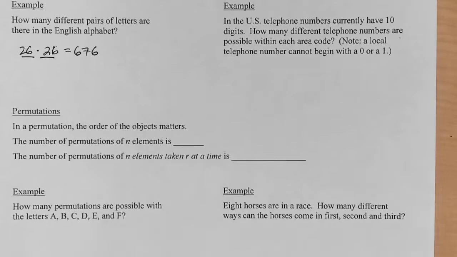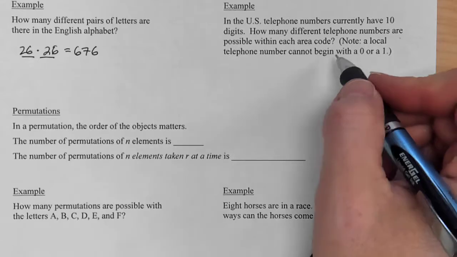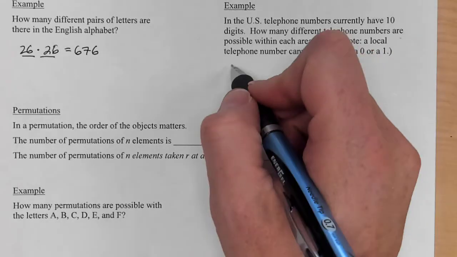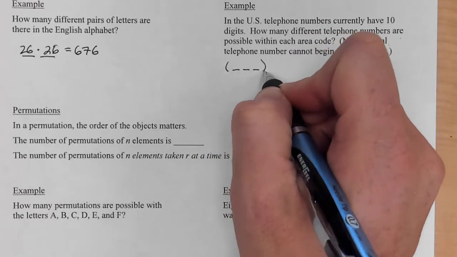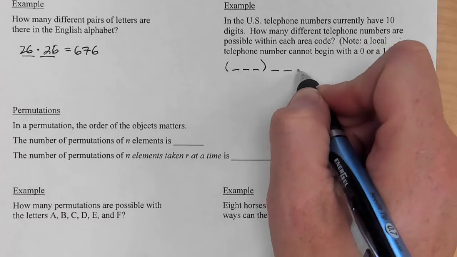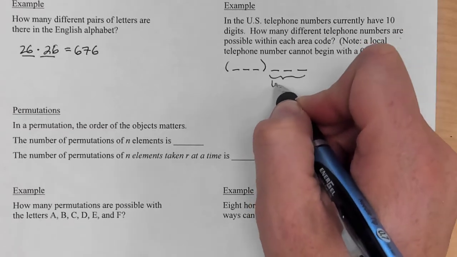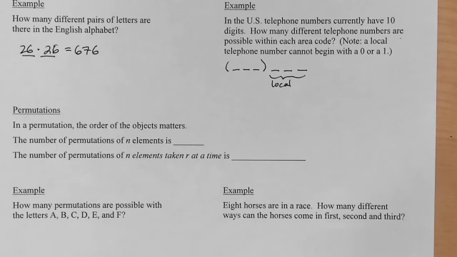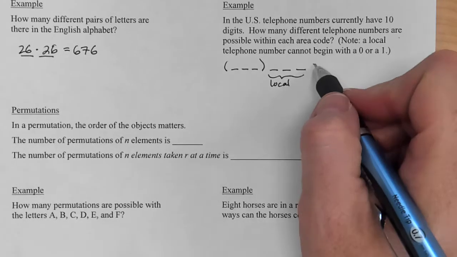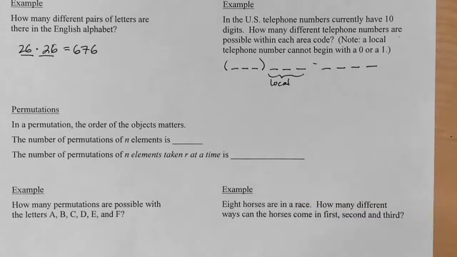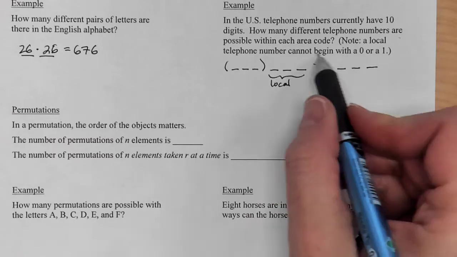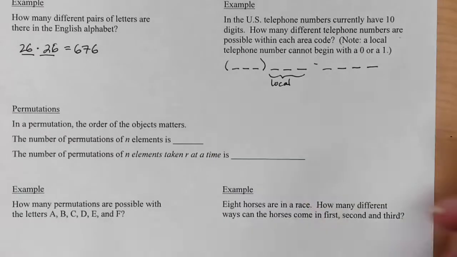In the U.S., telephone numbers currently have 10 digits. How many different telephone numbers are possible within each area code? So our area code starts off with the first 3 numbers. Then you have the next 3 numbers that are your local prefix, which narrows it down to where you are. And then you have your actual extension. Okay, so we're talking about these 7 numbers. We're not talking about the area code. We just want to know within each area code how many numbers are possible.